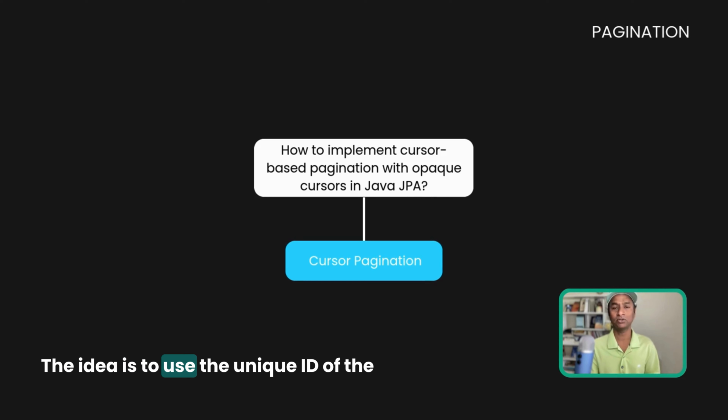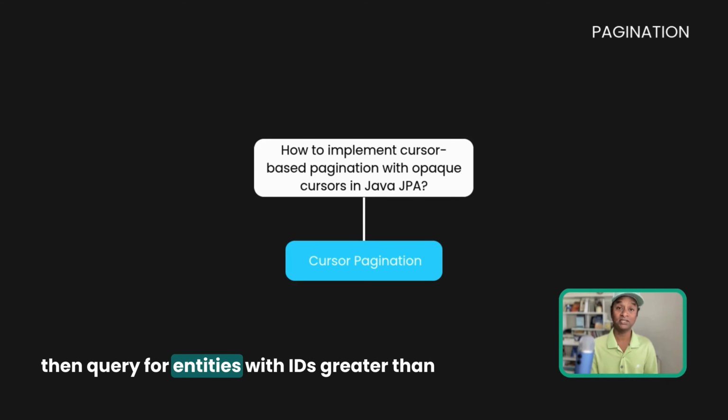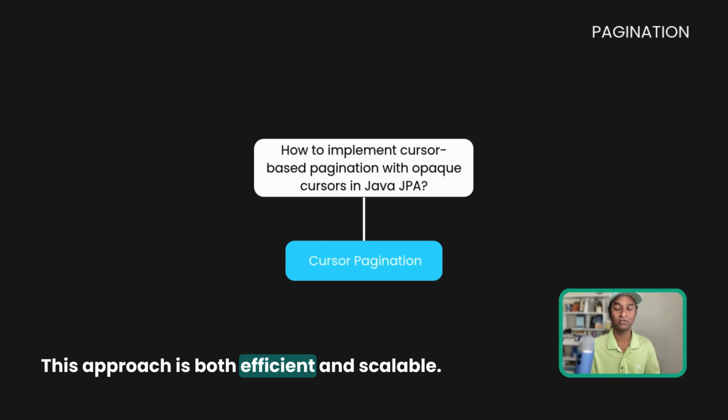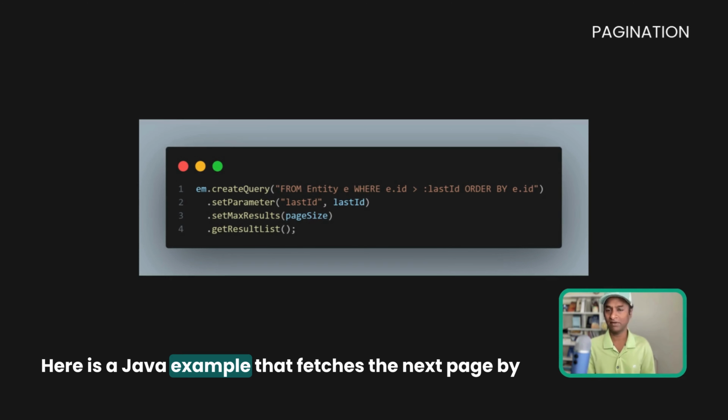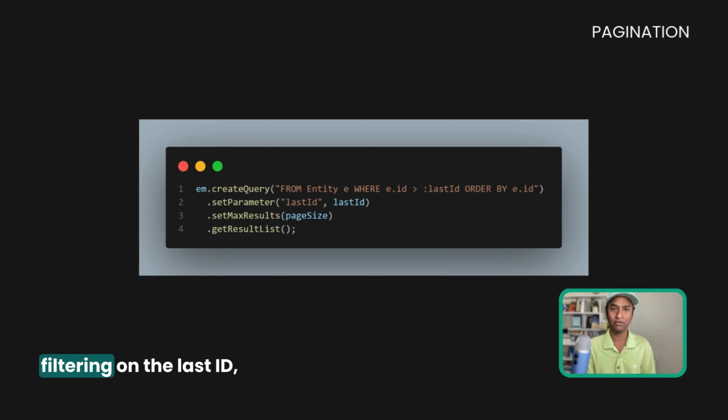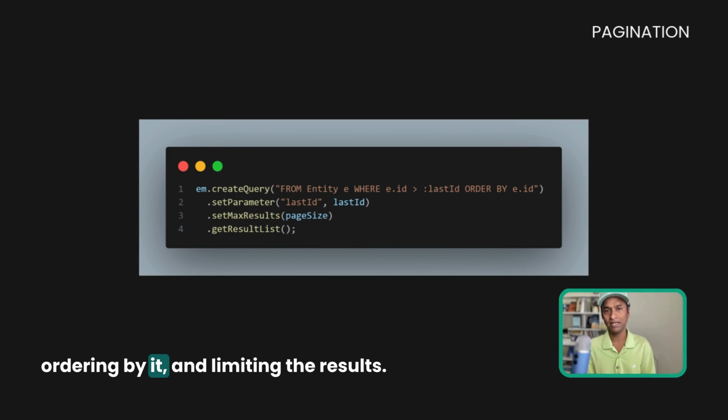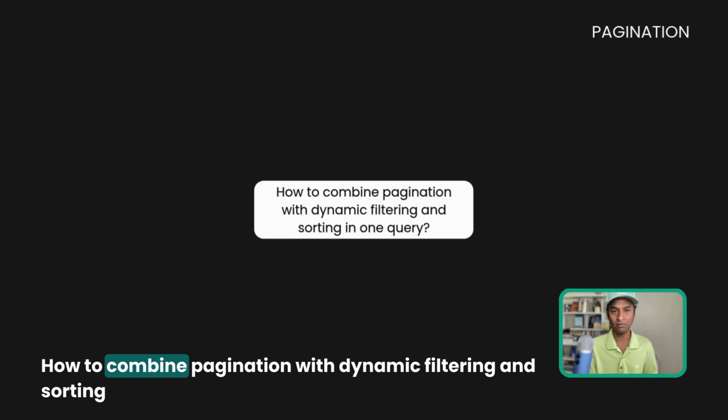The idea is to use the unique ID of the last fetched item as a cursor, then query for entities with IDs greater than that to get the next page. This approach is both efficient and scalable. Here is a Java example that fetches the next page by filtering on the last ID, ordering by it, and limiting the results. How to combine pagination with dynamic filtering and sorting in one query.